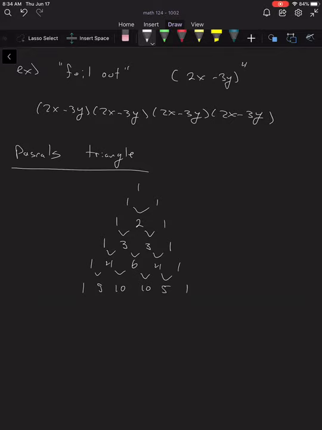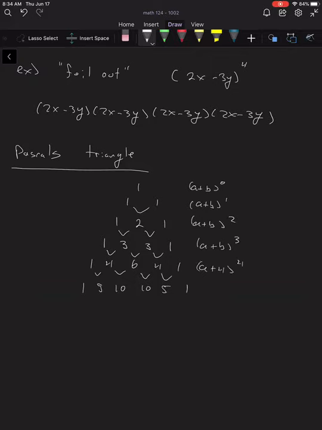And so I'm going to write this off to the side. What this corresponds to is (a plus b) to the 0 power. This is going to be for (a plus b) to the 1 power. (a plus b) to the 2 power. (a plus b) to the 3rd power.